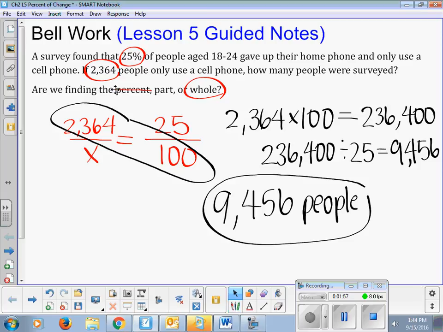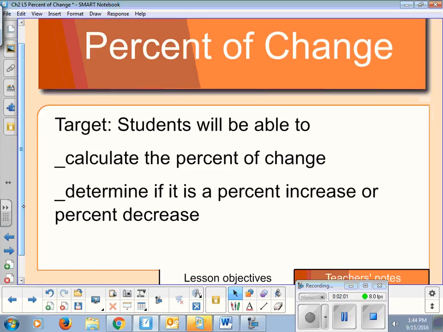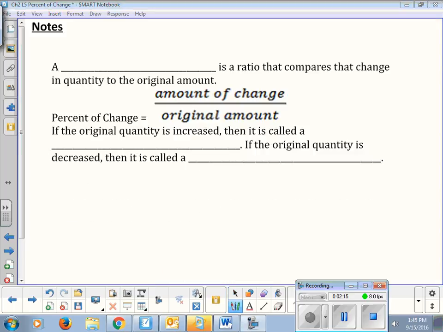9,456. Okay, today's lesson is on percent of change. Our target for today is students will be able to calculate the percent of change and determine if there is a percent increase or a percent decrease. We have a couple new vocabulary words that we are learning today. The first one is percent of change.